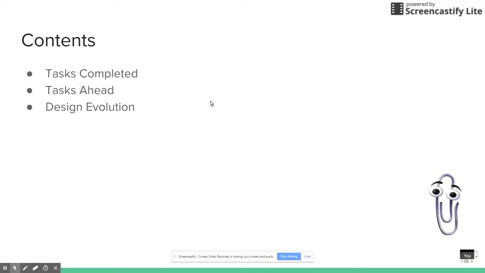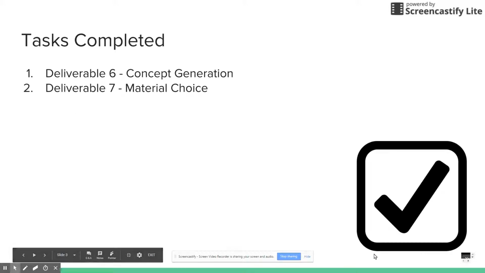So today I'll be covering tasks completed, tasks ahead, and some of our design evolution in relation to deliverable 8, modeling. So within the past week, we have completed deliverable 6, concept generation, and deliverable 7, material choice. Now, the findings in both of those were useful. However, engineering, as we all know, is iterative. So, as we progress forward, it's a wonderful stepping stone. However, obviously, things will likely change from these documents.